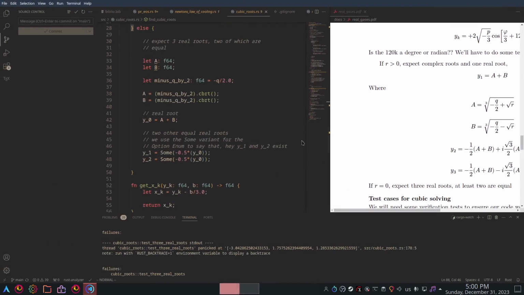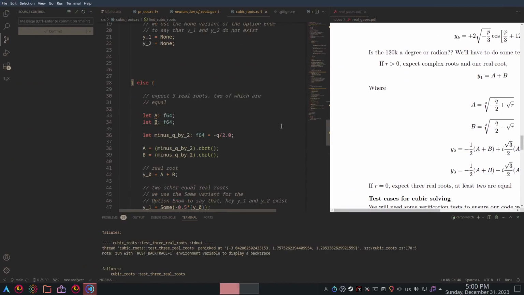Hello, welcome everyone. I'm just going to continue where we left off in the last video. In the last video, we saw that one of these root finding algorithms was kind of bugged, and I had to spend some time figuring out where the bug was.